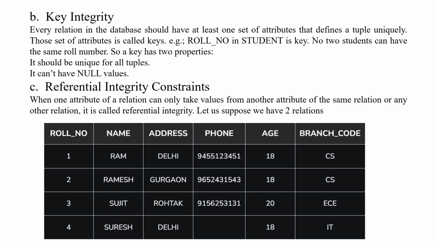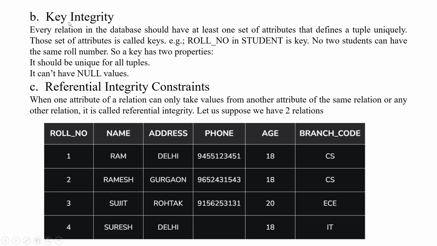Now the second one is key integrity. Every relation in the database should have at least one set of attributes that define a tuple. Those set of attributes is called as key. Same here, primary key. It should have a unique value for all tuples, and it should not have null values. Example, roll number in a student is a key.